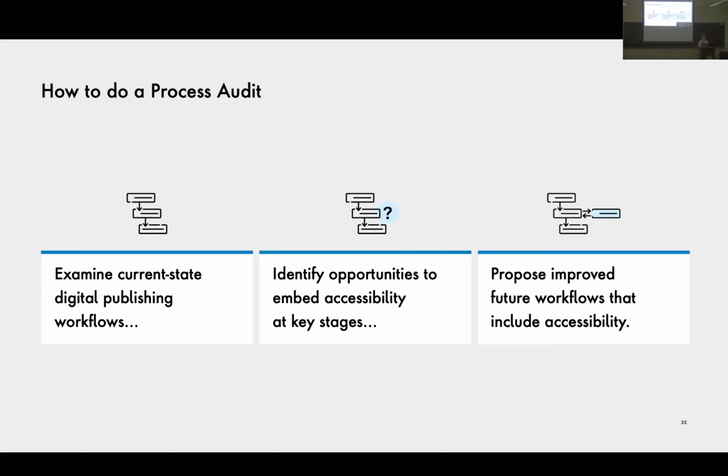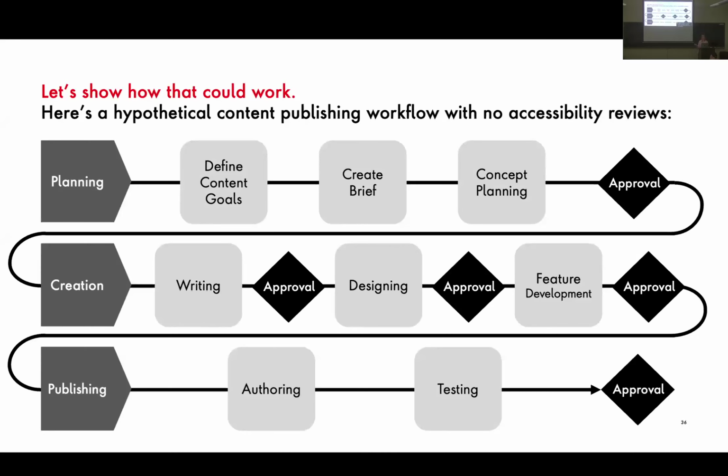All right. So, how to do a process audit. The first thing that you want to do is examine your current state digital publishing workflows from planning stage all the way through to publishing. Then you want to identify opportunities within your current state workflow to embed accessibility at key stages. And then finally, you want to propose improved future workflows that include accessibility. Okay, so let's show how that could work.